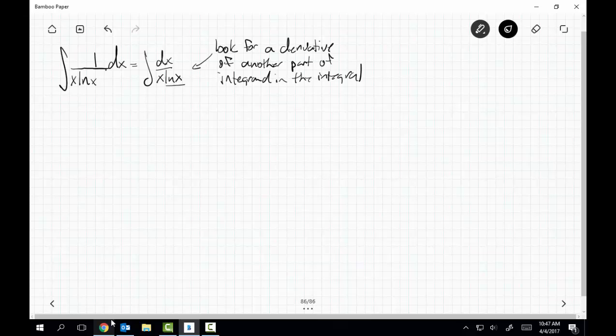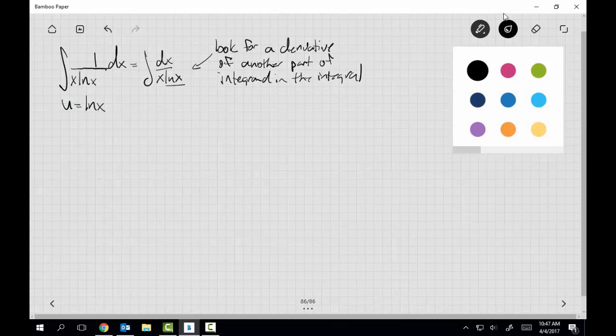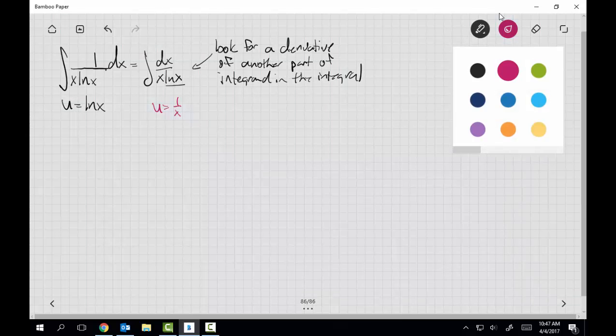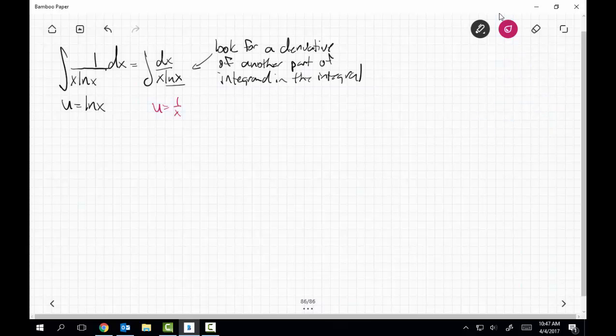Excuse me. I might see that u is equal to the natural log of x. Remember, I can let u be whatever I want. For example, let me do it in red. I can let u equal 1 over x. Now I'm gonna do these sort of parallel. If I let u, let's do the wrong substitution first. If I let u equal 1 over x, then du, notice I'm not going to write du over dx anymore, is going to equal negative 1 over x squared dx.